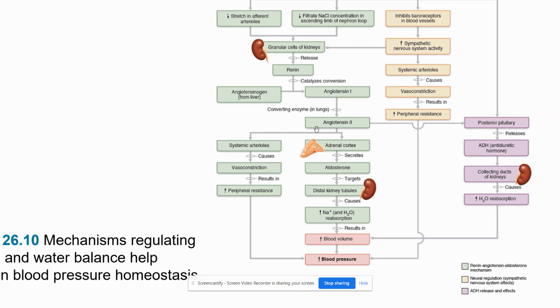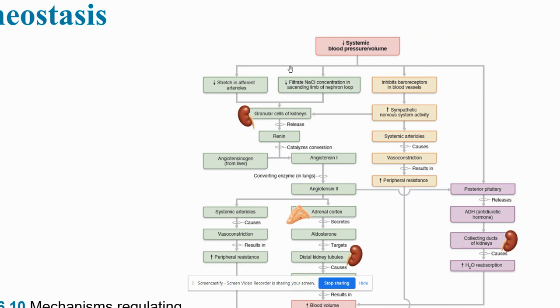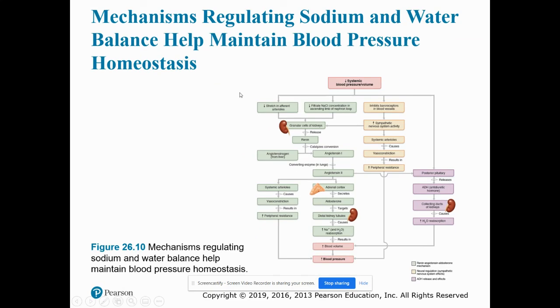We also may have it go this direction, and with this we have the angiotensin II causing the systemic arterioles to vasoconstrict, which will increase peripheral resistance, which will lead to an increase in blood pressure. And this can also occur because of decreased stretch in the afferent arterioles.